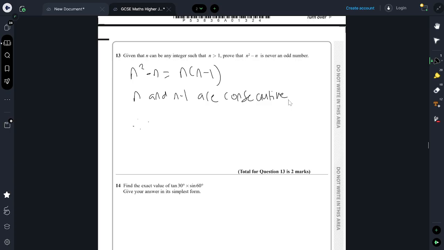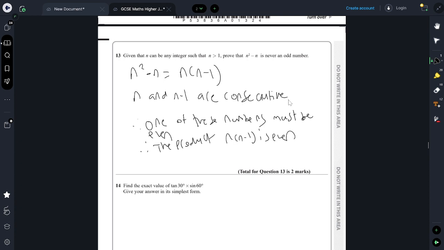So that means one of these numbers must be even. Therefore, the product n(n minus 1) is even because even times odd gives an even number.